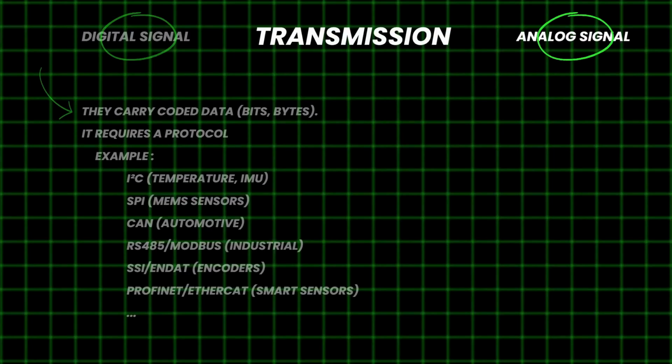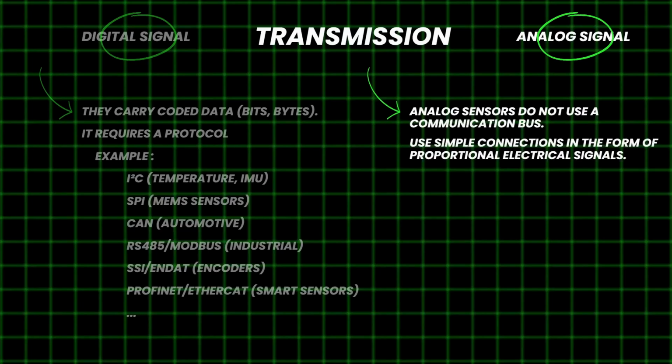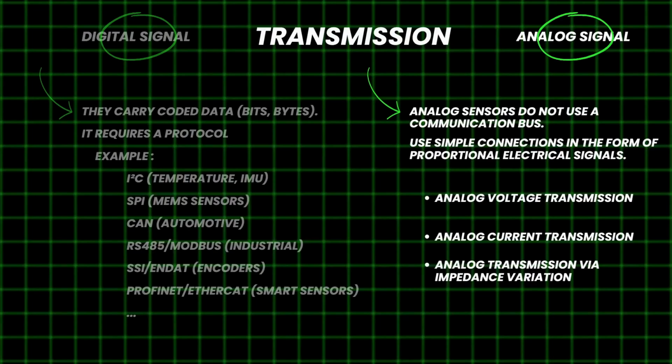And for the analog signal, analog sensors do not use a communication bus because they use the form of proportional electrical signals. And you can find analog voltage transmission, analog current transmission, and analog transmission via impedance variation.